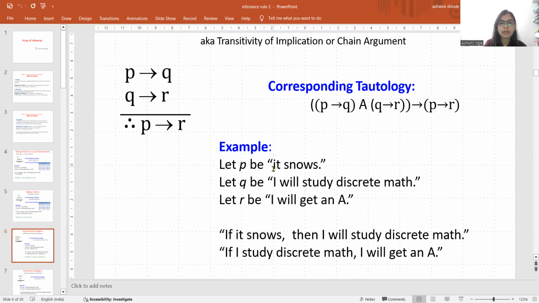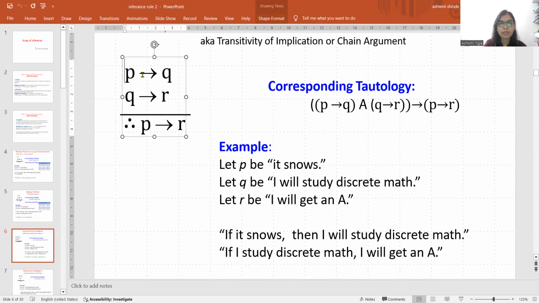Same example. P, it's snow. Q, I will study discrete math. R, I will get A. So our premises are: if it is snow, then I will study discrete math; if I study discrete math, I will get A. What will be the conclusion here?